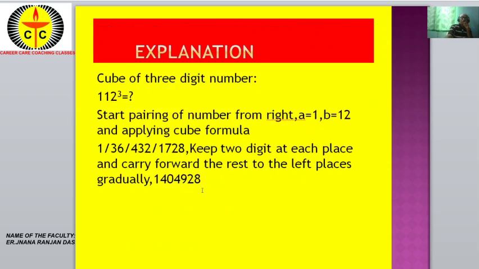So this is all about the square and cubes of numbers. In the next class, we will learn how to find square roots and cube roots of numbers. For the present, this is the end of class, and next class we'll learn the cube root and square root of numbers. Thank you.